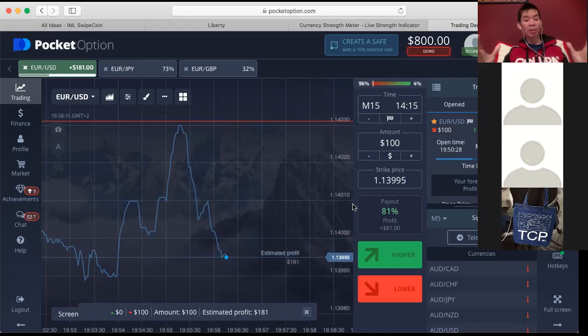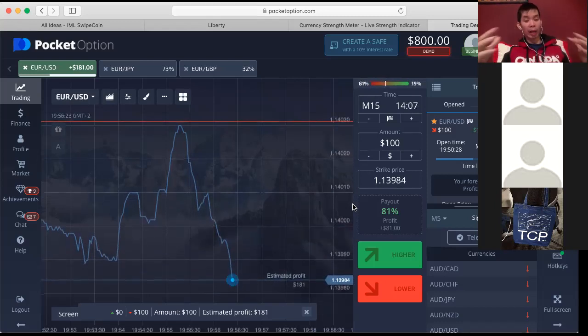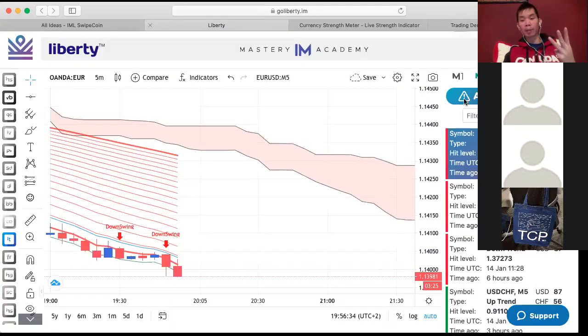I've seen it done faster, but here's the thing. You don't have to rush the process. You don't have to take every single trade, right? You guys see how methodical I am with taking the trades. I want as many points of the 7-point system as possible, right? Currency strength meter, your news. And then, like I showed you guys in Liberty, right?